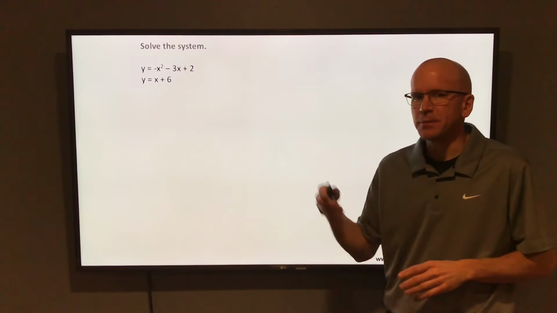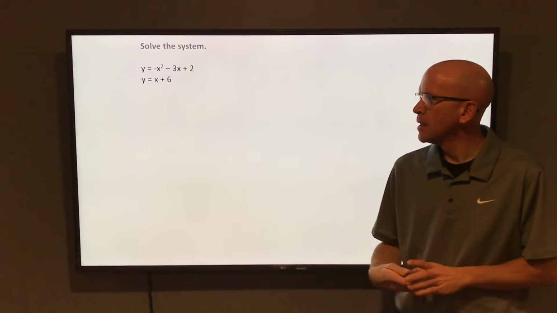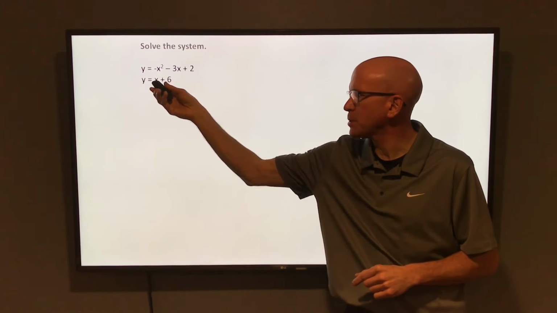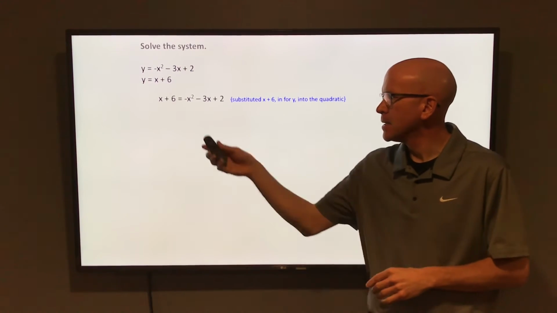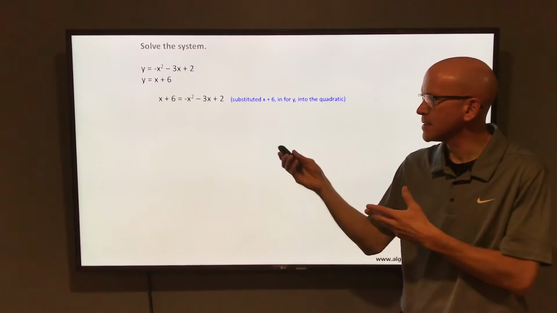We're going to solve this system: y equals negative x squared minus 3x plus 2, and y equals x plus 6. Notice, negative x squared minus 3x plus 2 is equal to y, and x plus 6 is equal to y. So if they're both equal to y, then you can set them equal to each other. Set x plus 6 equal to negative x squared minus 3x plus 2. That is a quadratic equation.